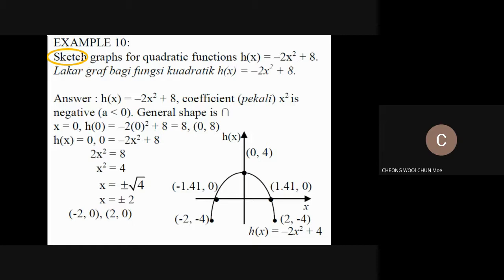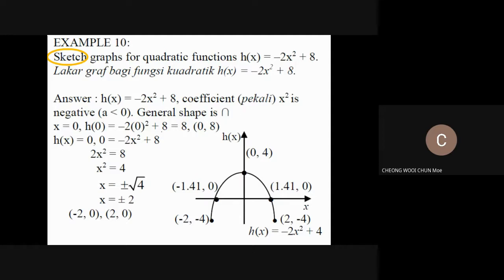Next example 10. Sketch graph for quadratic functions if y equal to negative 2x squared plus 8. Okay, so you need to sketch. So you got this one. Then you look at the x square, negative, positive. So negative, the shape is like this. Okay, if positive, the shape will be like this.